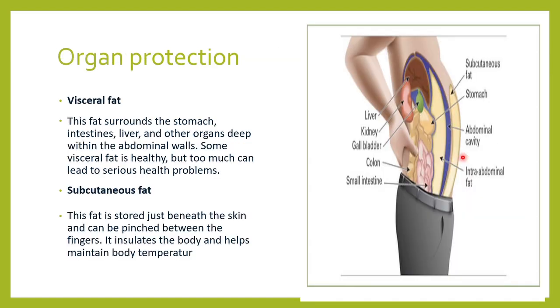Organ protection: you will see that viscera is protected by the subcutaneous fat as well as the visceral fat. So this provides a kind of insulation, a kind of cushioning, so that they protect these organs. But yes, when the visceral fat exceeds beyond a limit, that is when it will cause a lot of problems. Similarly, the subcutaneous fat, that is the fat present just beneath the skin, also helps in insulating the body and maintaining the body temperature.